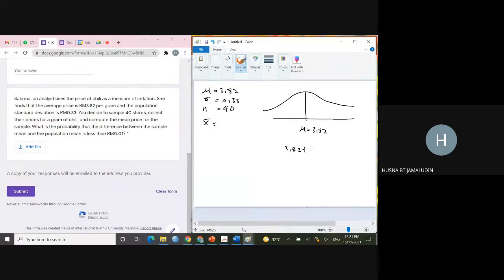3.82 plus minus 0.01. Yes. So your x bar will be what? If you minus it, you will get 3.81. If you plus, you will get 3.83. So this area, 3.81 and 3.83. So you want to find these two areas.